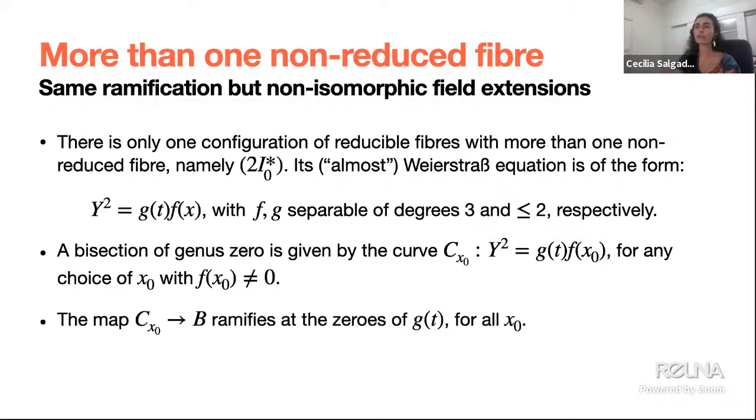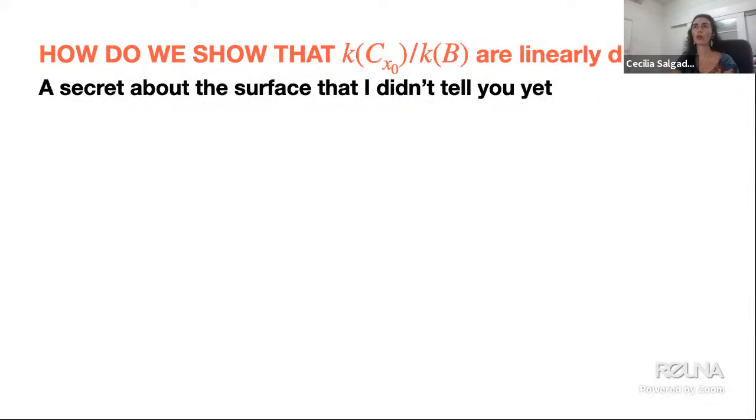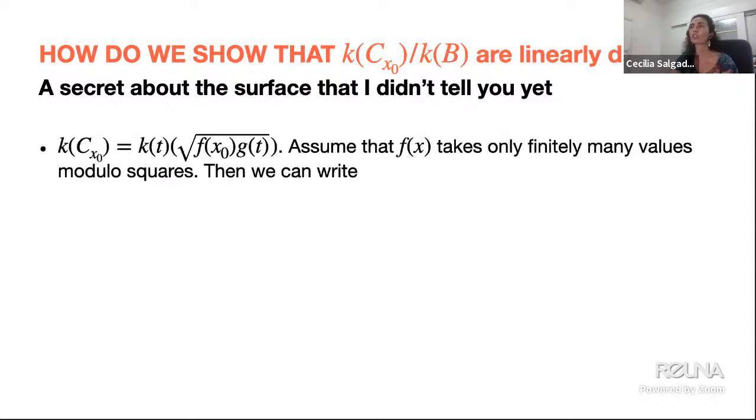And the problem is that these maps always ramify in the zeros of the polynomial g. So to show that it's linearly disjoint, what we do is we explore the surface a little bit more. And now we don't do geometry, or we do geometry, but in an arithmetic way of doing it. So we have to build on the work of Colliot-Thélène and maybe many others, that this surface on the previous slide is what we call a Châtelet surface.